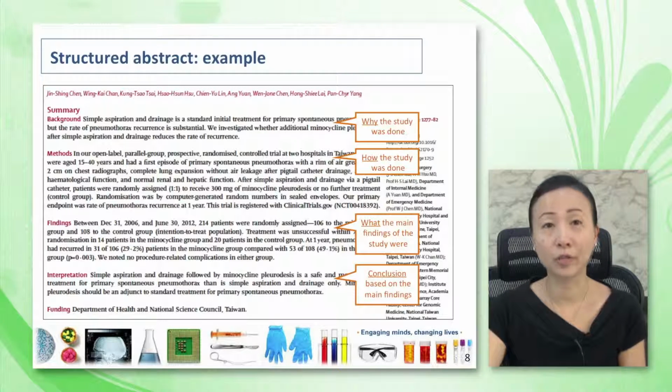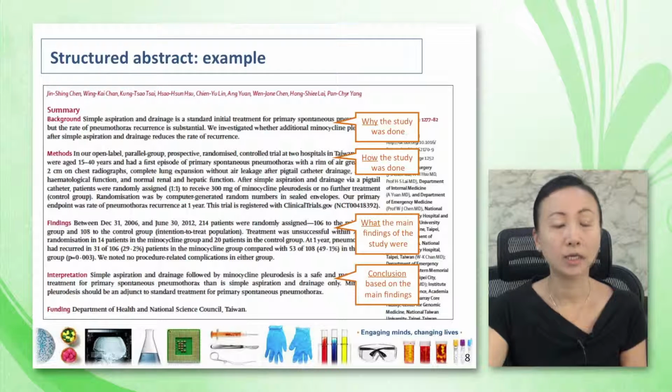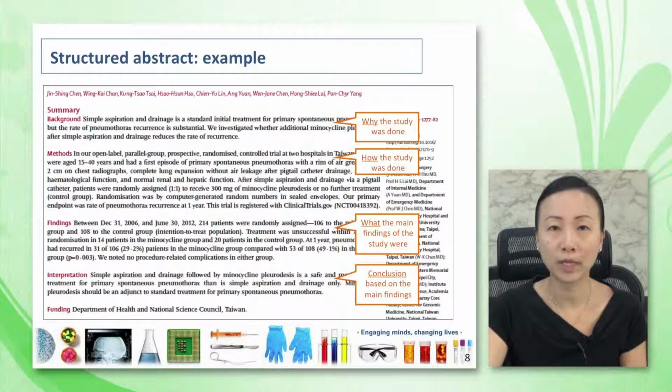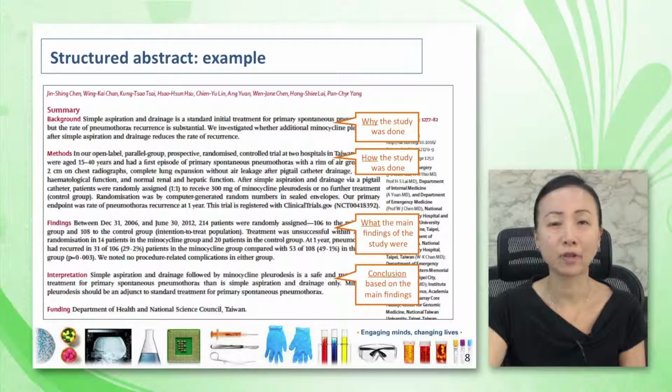An example of a structured abstract is given here from The Lancet. It is clearly laid out and details why the study was done, how it was done, what was found, and the conclusion. Make it interesting and concise but complete so that it is easy for readers to understand without having to read the rest of the article.